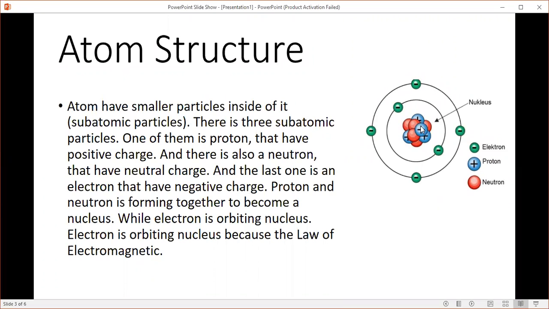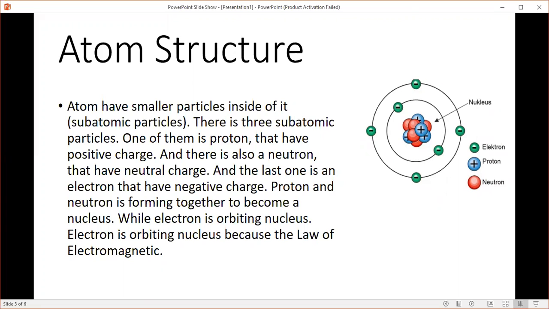And then there is also a neutron that has a neutral charge. So this neutron does not have a charge. The neutron, the red one, named neutron, has a function. We'll soon know. First, we have to talk about subatomic particles. And the last one is an electron that has a negative charge.